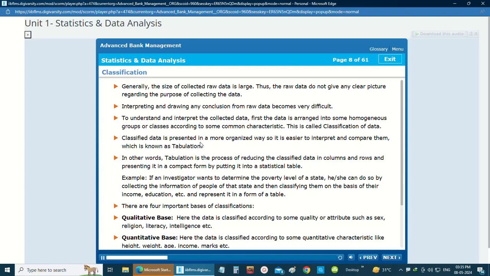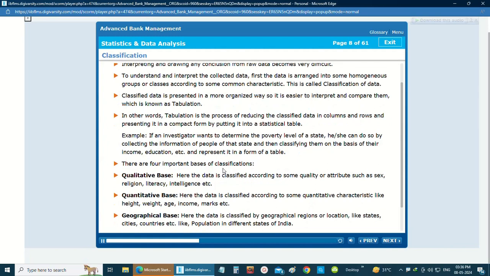Classified data is presented in a more organized way so it is easier to interpret and compare them, which is known as tabulation. In other words, tabulation is the process of reducing the classified data in columns and rows and presenting it in a compact form, by putting it into a statistical table. Example, if an investigator wants to determine the poverty level of a state, he or she can do so by collecting the information of people of that state and then classifying them on the basis of their income, education, etc. and represent it in the form of a table.